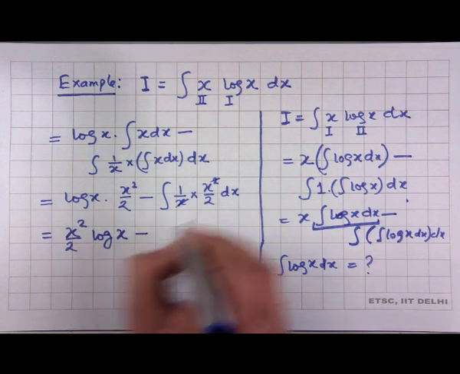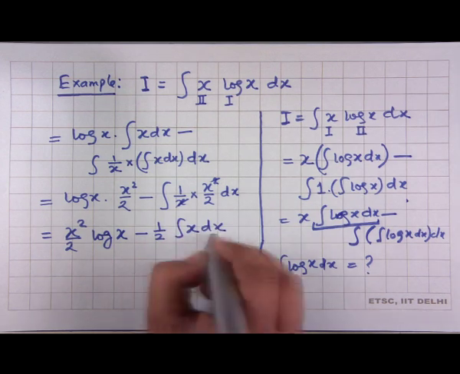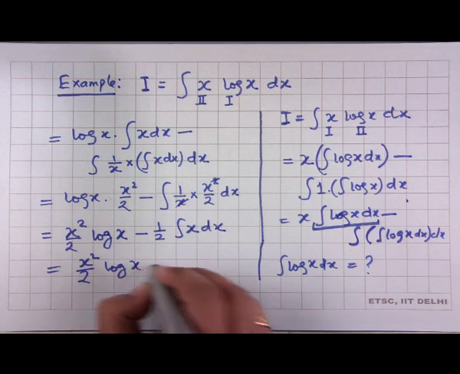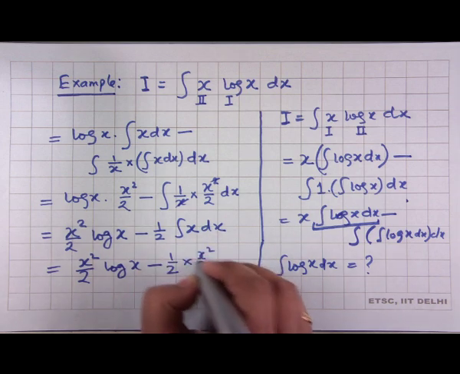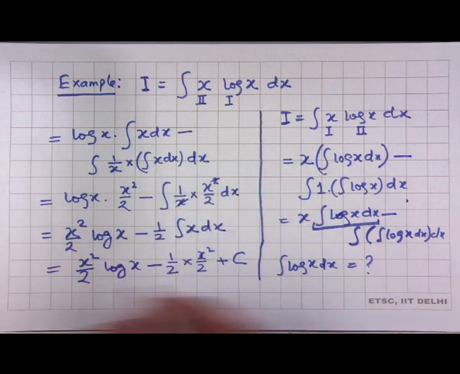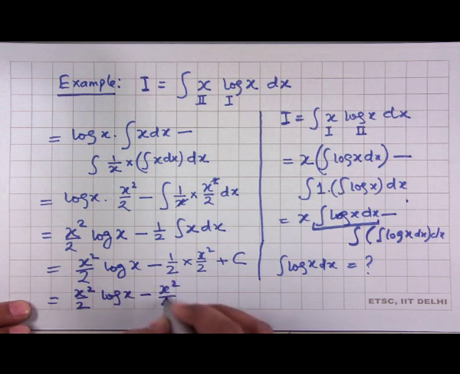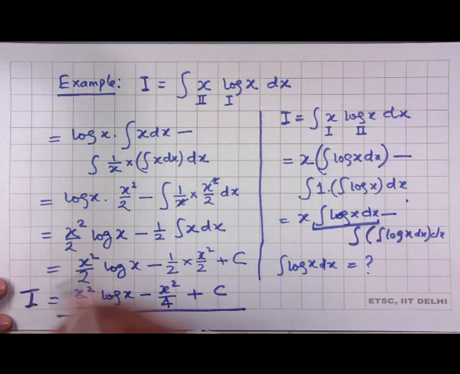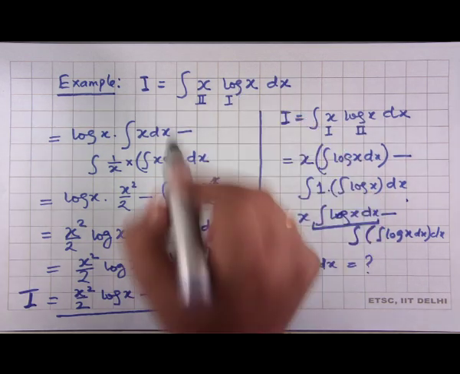So, we should get x squared by 2 log x minus 1 by 2 integration of x dx, and this I know. So, this is x square by 2 log x minus 1/2 of x square by 2 plus the constant of integration which is coming throughout. So, this will give me x square by 2 log x minus x square by 4 plus constant of integration.